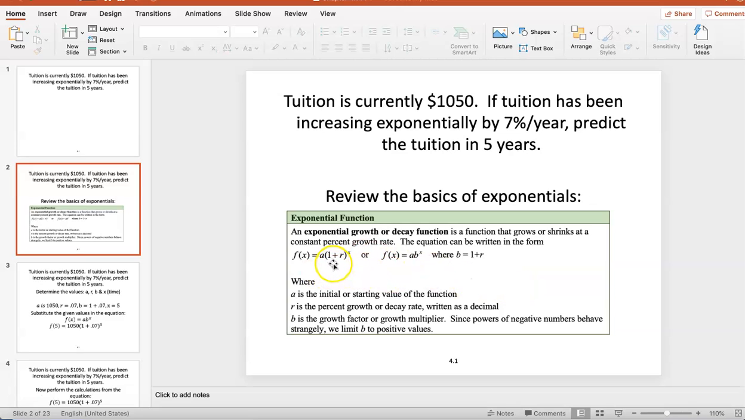Okay, the amount, 1 plus the rate, raised to an x power, or we could say f of x is a times b to the x, where b is 1 plus r. You see, it's 1 plus the rate that it's growing at. A is sort of like the initial amount. And r is the percentage growth rate or the decay. And b is the growth factor or the growth multiplier. Since the powers of negative numbers behave strangely, we're going to limit b for right now to positive values.